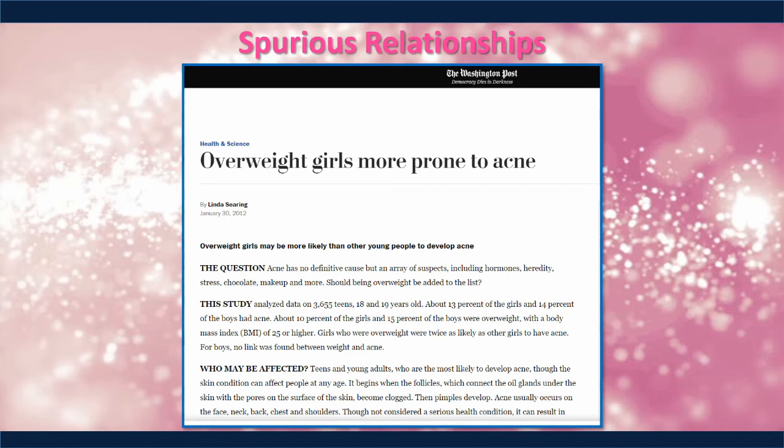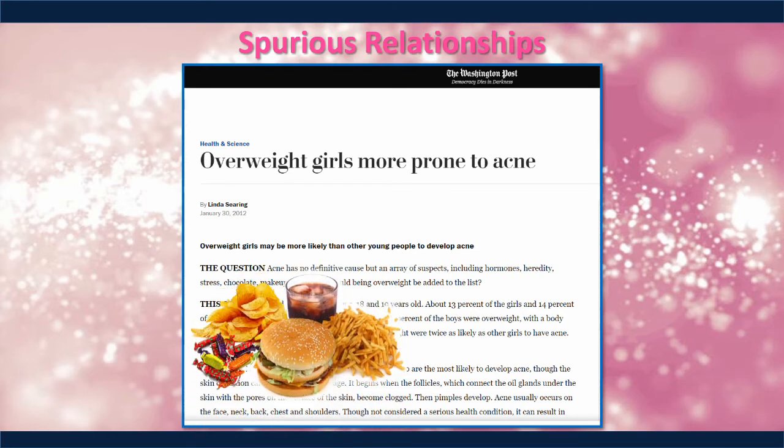But the researchers of the study continued to use causal language without making even a good effort in ruling out possible spurious relationships. Can you think of anything that might be a common cause for both the condition of being overweight and having acne? Well, at least two things jumped into my mind. One was the consumption of junk food.